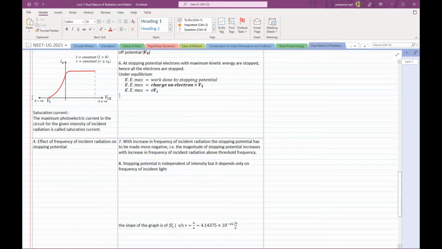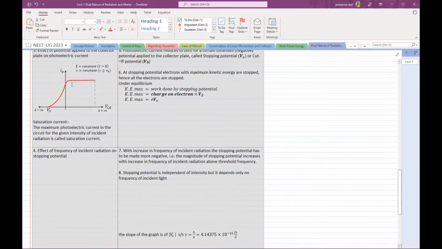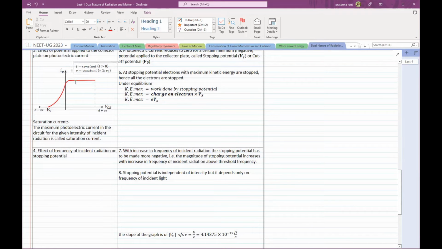Now इसमें एक और डेफिनेशन होता है सैचुरेशन करंट. यहाँ पे आप देख सकते हैं there is a maximum current, ये हॉरिजॉन्टल वैल्यू, ये मैक्सिमम वैल्यू है. इससे ज्यादा करंट इस पर्टिकुलर ग्राफ में नहीं है. So the maximum photoelectric current in the circuit for the given intensity of incident radiation, या जब तक आपने आई को चेंज नहीं किया तब तक ये वैल्यू बढ़ने वाला नहीं है, यानी आप इसके ऊपर नहीं जा सकते. So this maximum value of current is called saturation current.